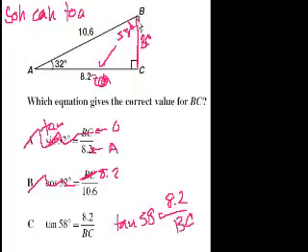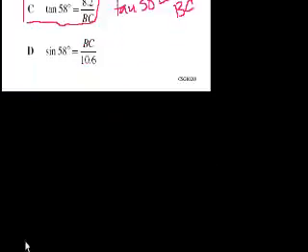This is adjacent to this angle. It was opposite the other angle, but BC is adjacent to this angle. So that's what they wrote. So choice C is correct. And we're done. I'll see you in the next video. Well, we're not done the whole thing. I'm done with this.